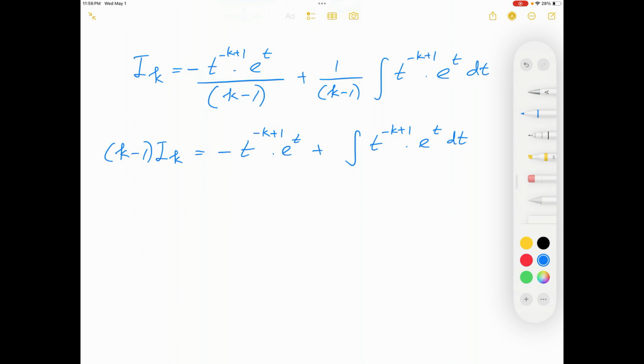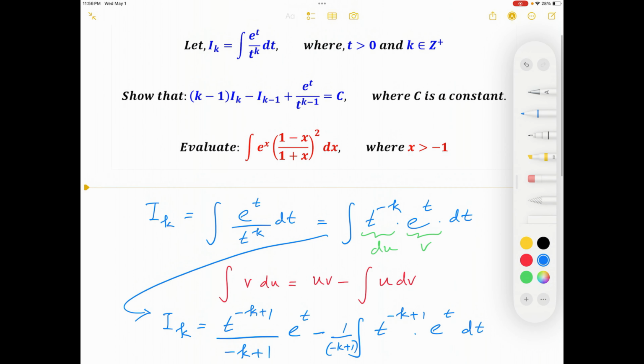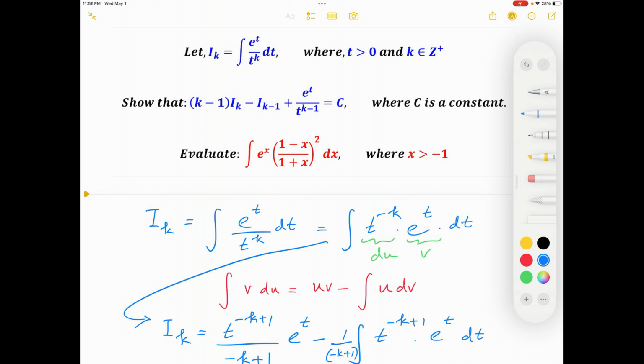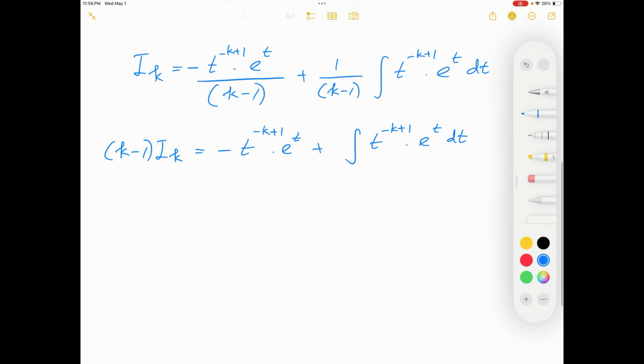Now I'm going to once again look at the given equation to be shown. In the given equation to be shown, I have t raised to the k minus 1 in the denominator rather than t raised to the negative k plus 1 on the numerator. What I currently have is t raised to the negative k plus 1 on the numerator in these two places.